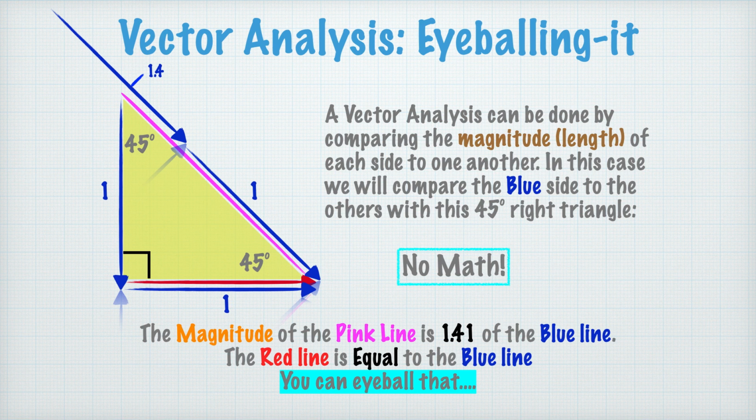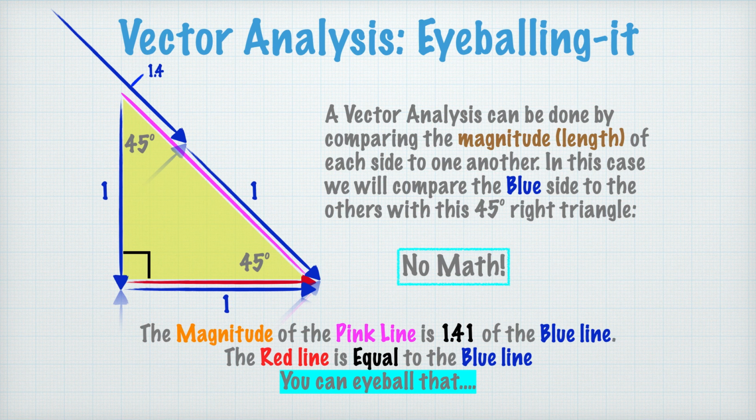Here we'll say that our blue vector, the left side of the triangle, is our originating vector. We're going to compare the magnitude of that to our other two component vectors, the purple or pink side and the red side. The magnitude of those comparisons gives us the magnitude of that component vector. With a 45 degree right triangle, the red component vector on the bottom has an equal magnitude to the blue vector. You can see that graphically represented by the length of the blue vector compared to the red vector. They're equal. So red is 1 and blue is 1.